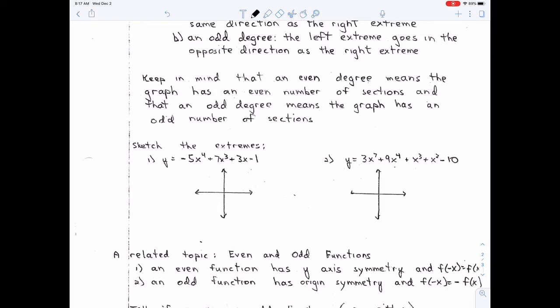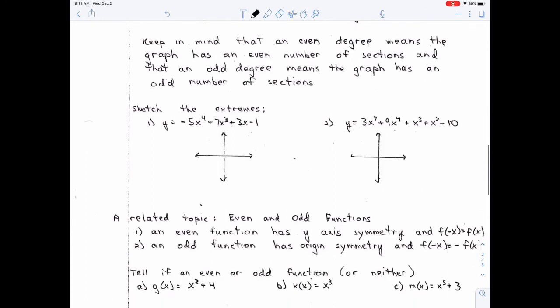Again, I suggest you stop the video, do these two problems, and sketch the extremes. All you have to do is ask, what does the right do, up or down? Alex uses the term rises or falls. What does the left do, up or down? I'm assuming you've paused the video and already tried this on your own.